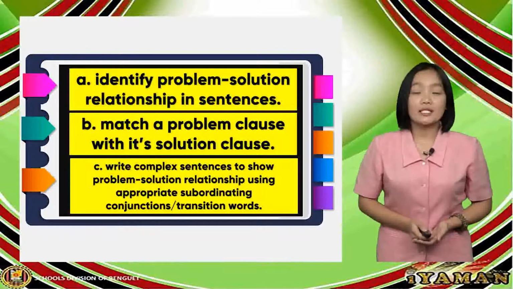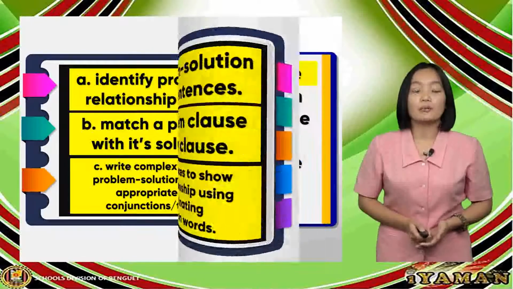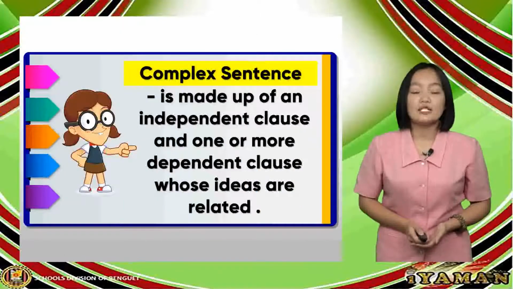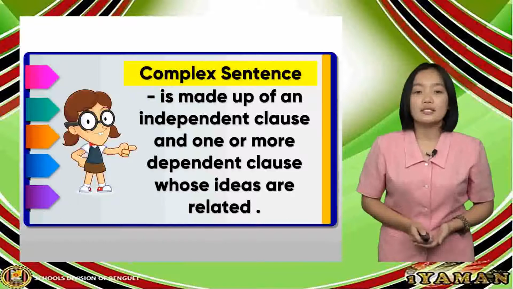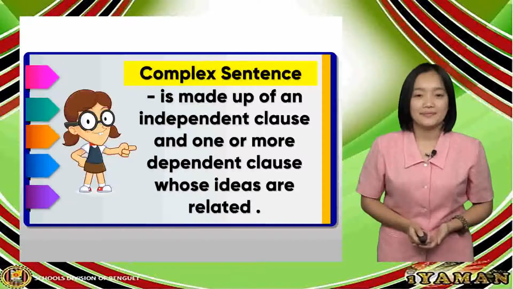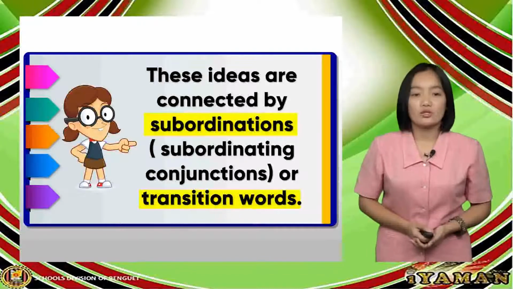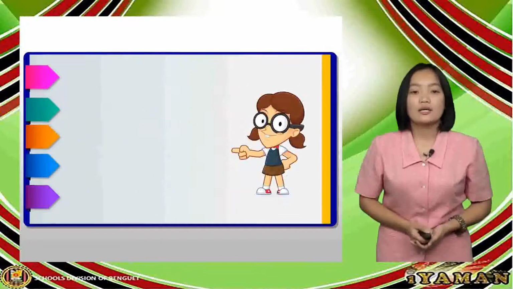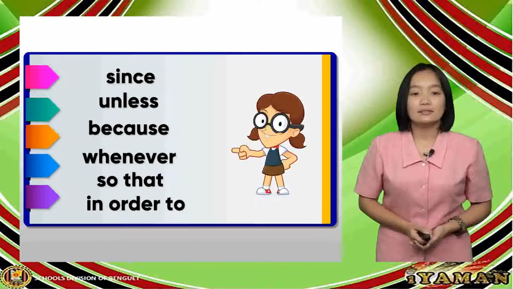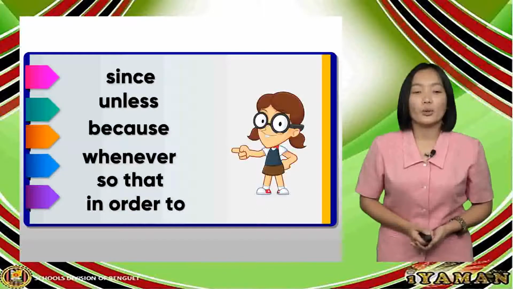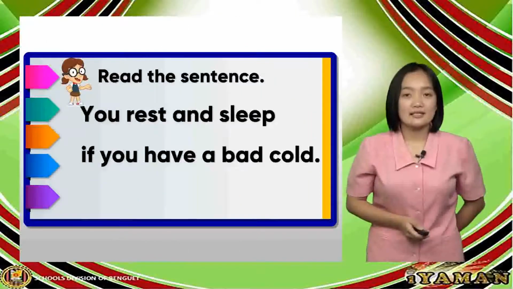In our previous lesson, you have learned that a complex sentence is made up of an independent clause and one or more dependent clauses whose ideas are related. These ideas are connected by subordinating conjunctions or transition words, such as so that, unless, because, whenever, since, and in order to. Let's read the sentence.